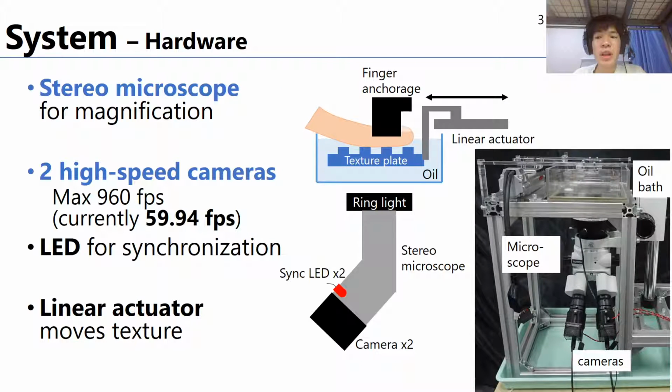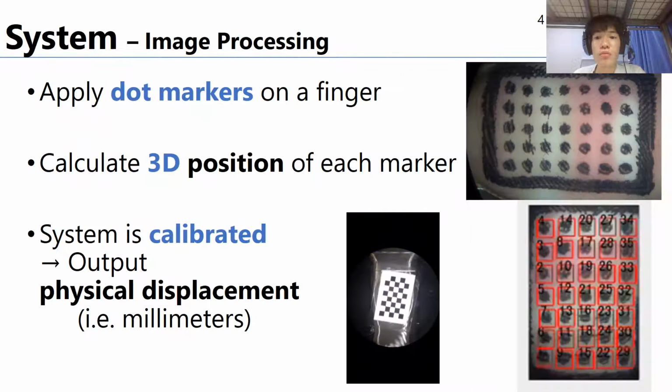This is a measurement device we built. 2 cameras are attached to the stereo microscope to observe the skin of the finger pad. To measure skin displacement, dot markers are applied to the skin, and each dot is tracked in both left and right camera images. Then the dot positions in the two images are combined to compute 3-dimensional positions. Since the system is calibrated, the displacement can be computed in physical units, that is, millimeters.